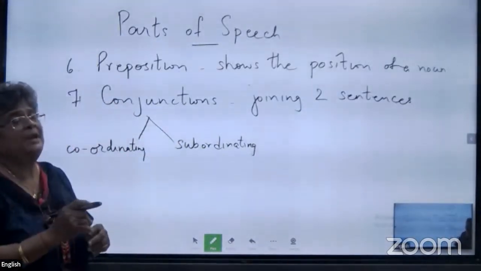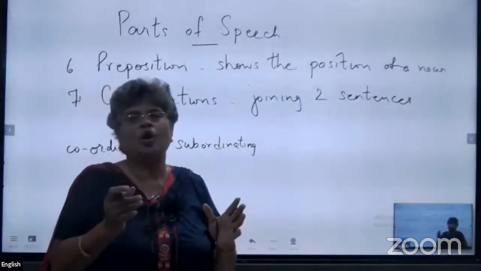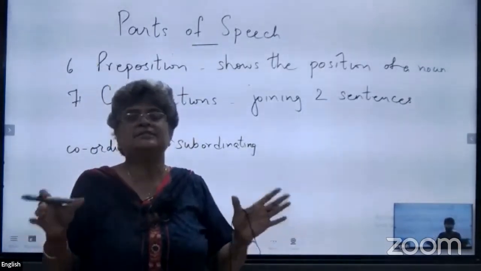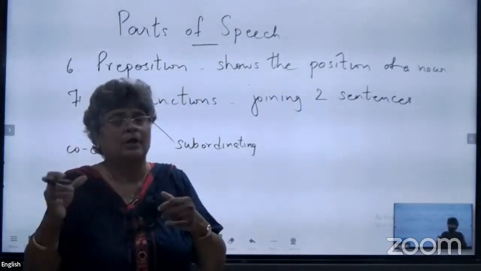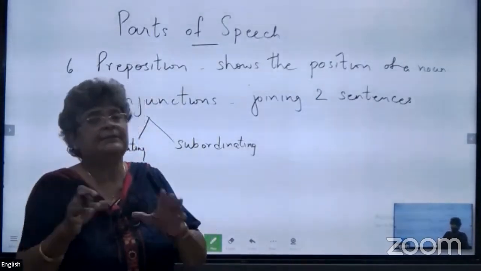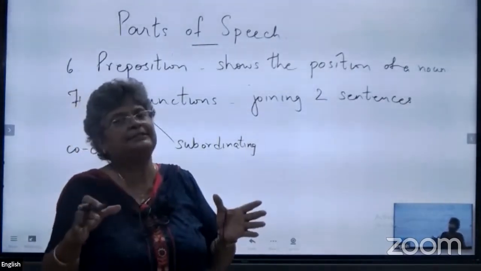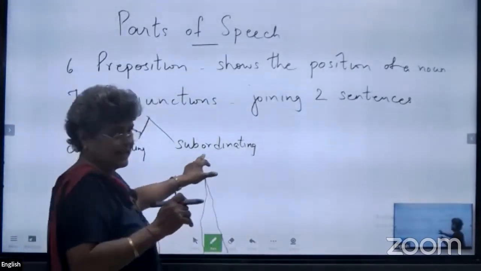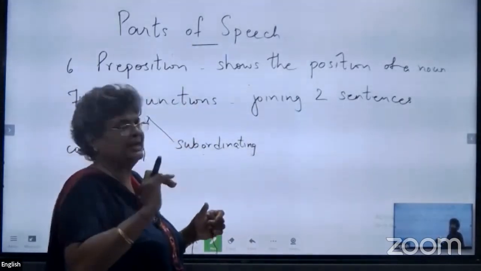I just now explained to you the difference between a clause and a phrase. A clause is a group of words which makes complete sense because it has a verb. A phrase is also a group of words but does not make complete sense since it does not have a verb. Subordinating, which is dependent on the main clause to make sense.